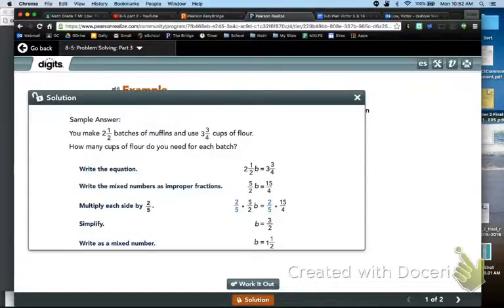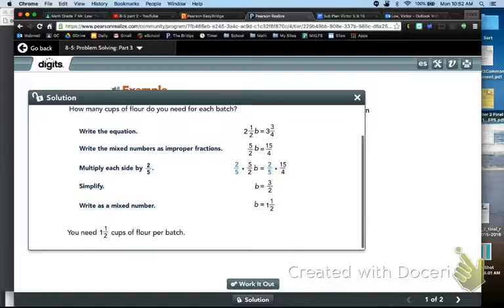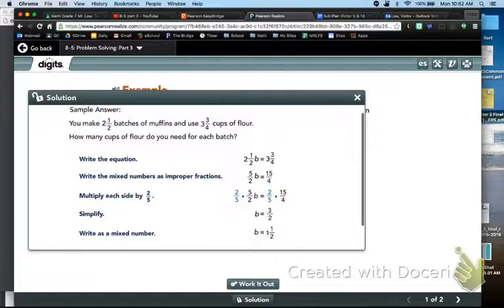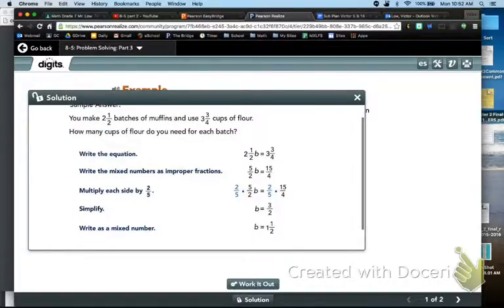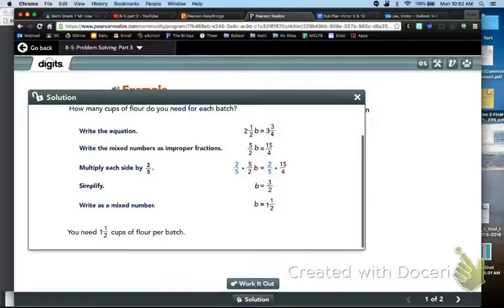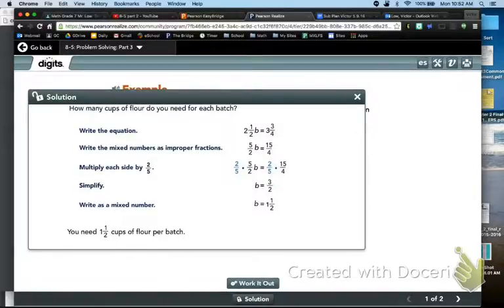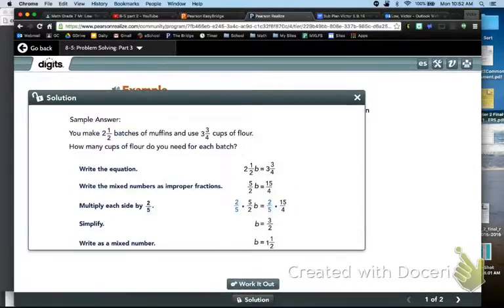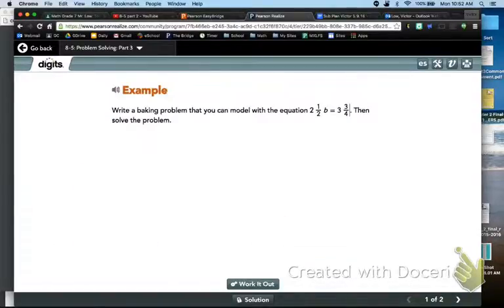But let's take a look at what the digits has us look at, and then we can make sense of it. Okay, so we have sample answers. There's 2 1/2 batches of muffin used for 3 3/4 cups of flour, and here's the equation as shown this way, and then they can solve it. And then the answer pretty much is 1 1/2 cups of flour per batch. But there's many different examples that you can go with this one. Baking is a very common use when it comes to fractions.